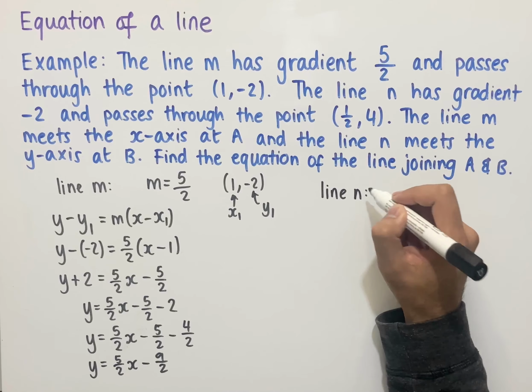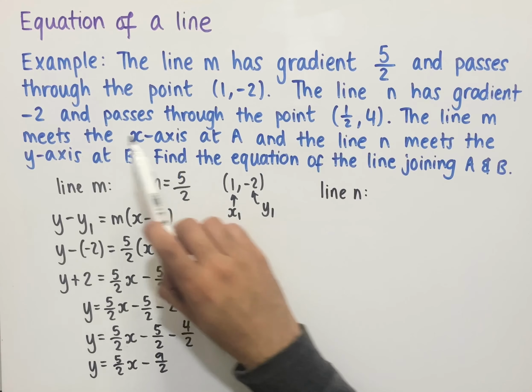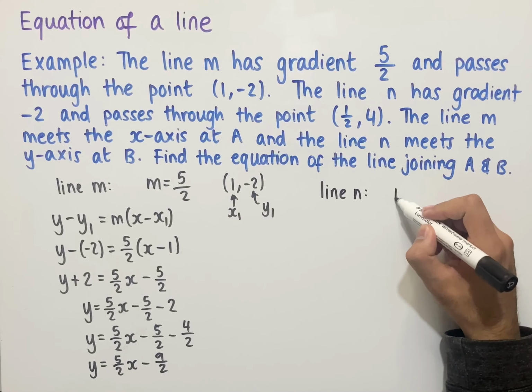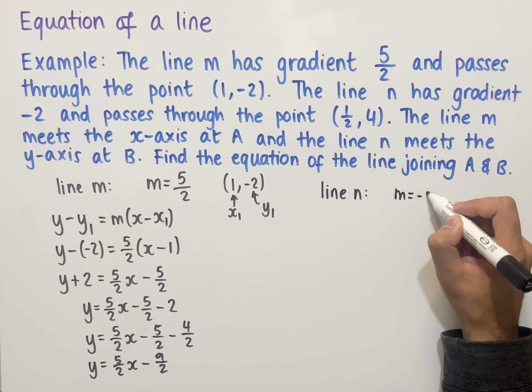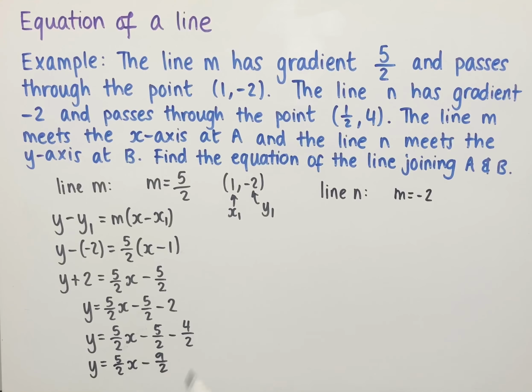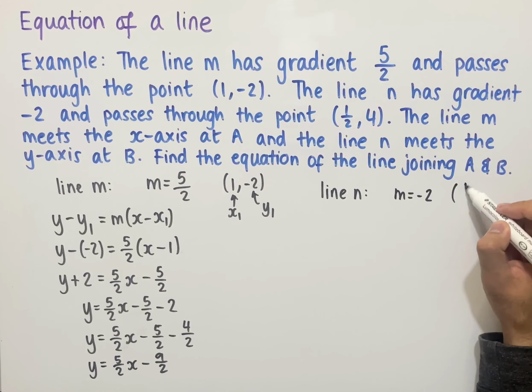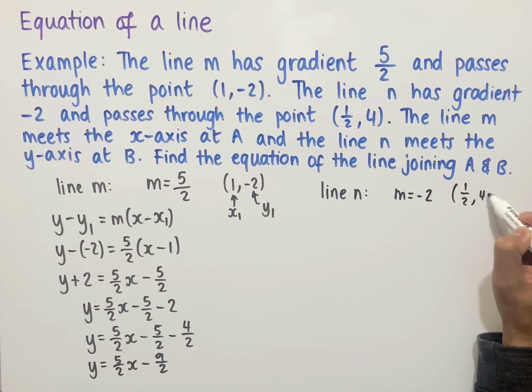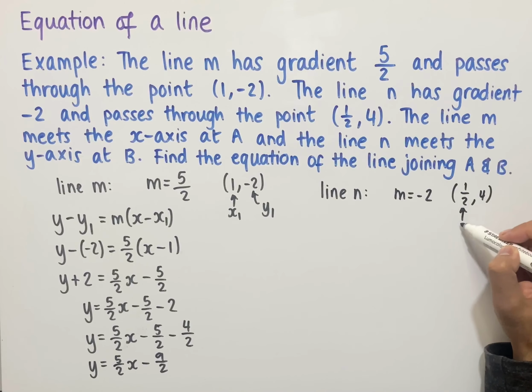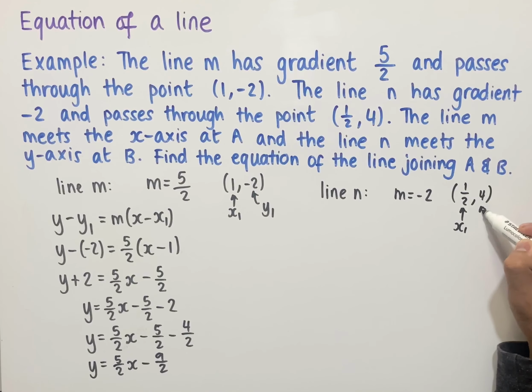We know that for the line N, it has gradient of -2. So m is the gradient, which equals -2. We are also told that the line passes through the point (1/2, 4). So labeling this point, x1 equals a half, y1 equals 4.